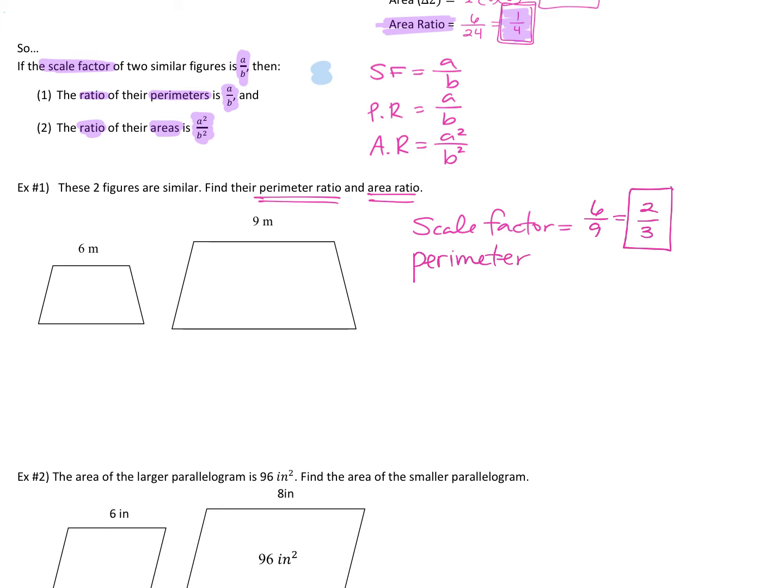What is my perimeter ratio then? If I'm going to compare the perimeters, it's going to be the exact same thing, 2 to 3. Okay. What is your area ratio going to be? 4 to 9. You're going to square your scale factor or your perimeter ratio. 2 squared to 3 squared is 4 to 9.